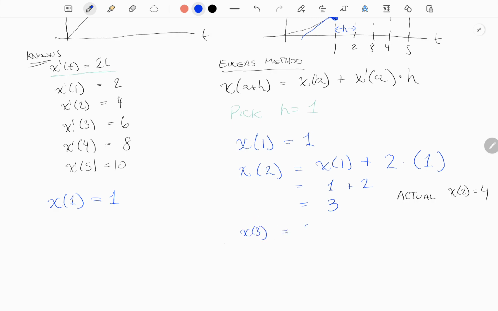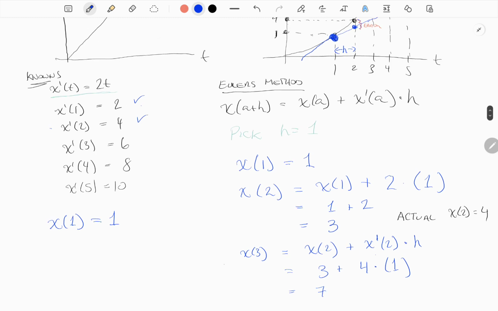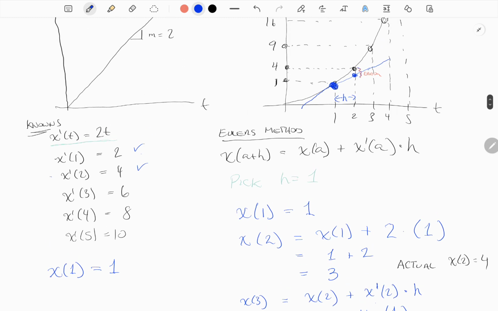X at 3 is x at 2, and you can start to see that the error is accumulating. x at 2 is going to be 3, plus x prime at 2 times h. x prime at 2 is 4 times, now h was 1, so we get 7. And the expected value at 3 is 9.